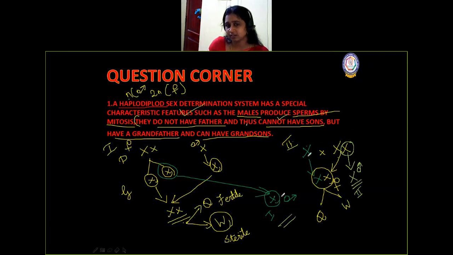We'll check the second generation. When this gamete is going to fuse, the fused one develops into a female only. There are no sons, so verified. Next, they have a grandfather and can have a grandson.